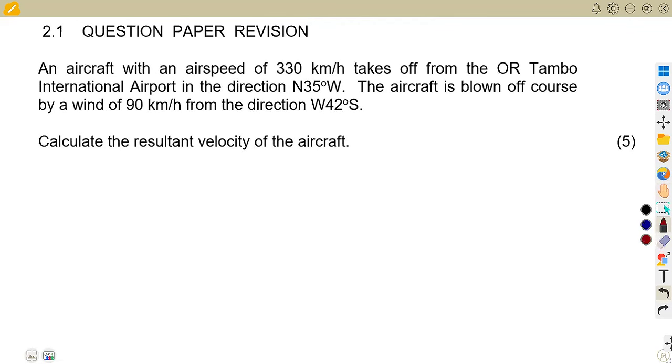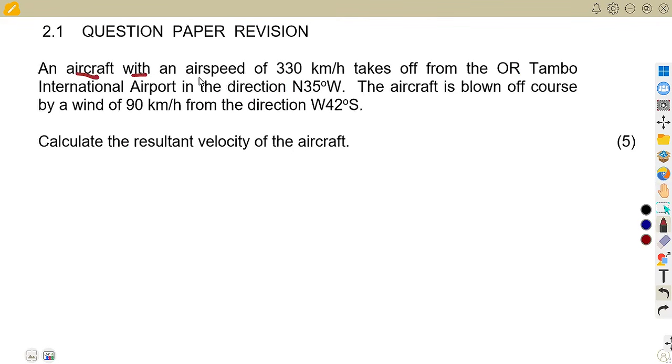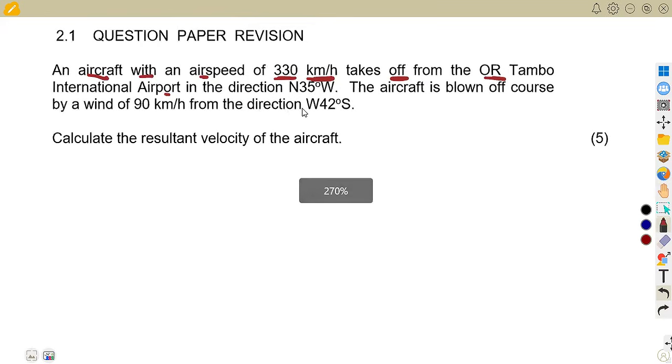All right. An aeroplane, or an aircraft with an airspeed of 330 kilometers per hour takes off from OR Tambo International Airport in the direction of north 35 degrees to the west. Okay. We are moving from where? From the north to the west.